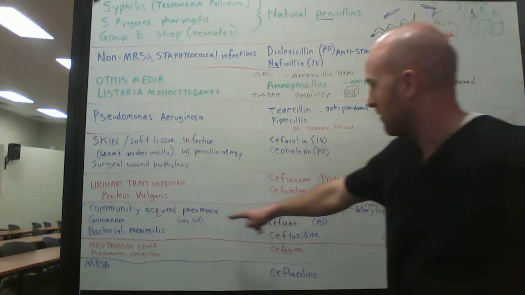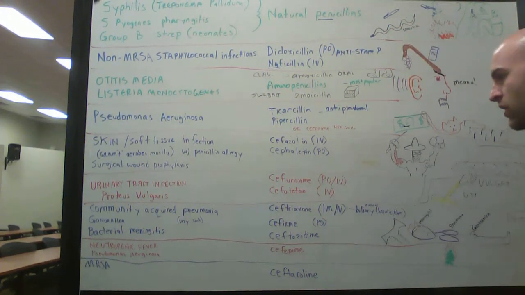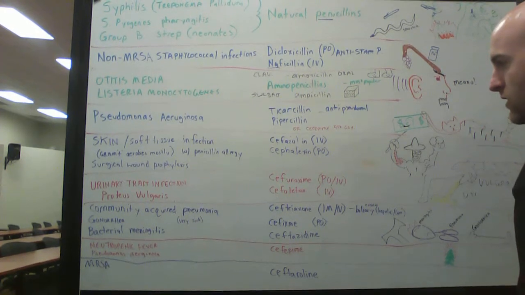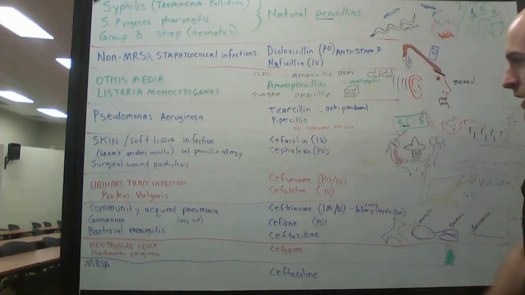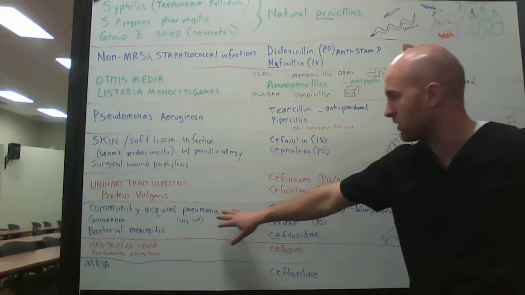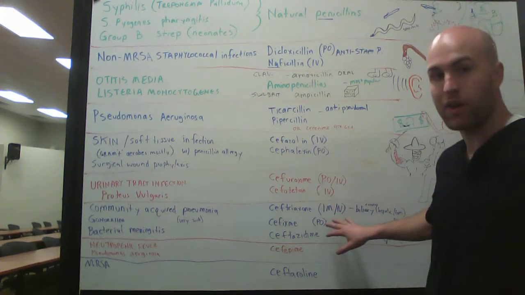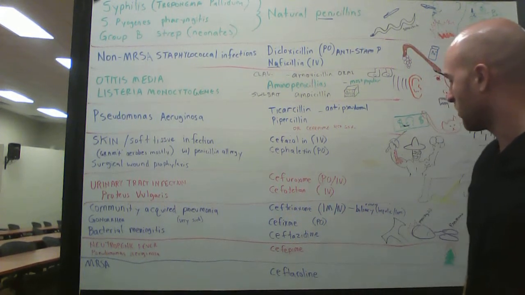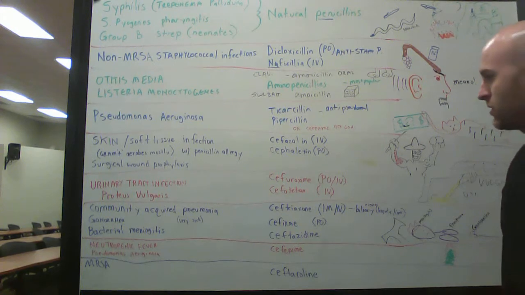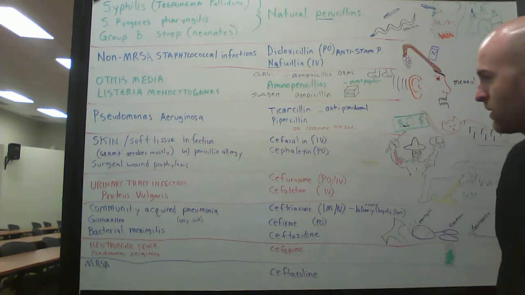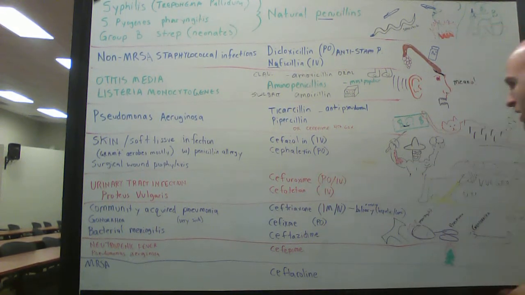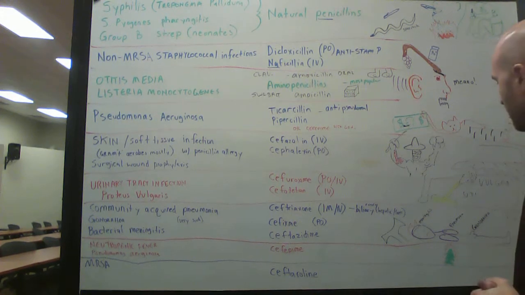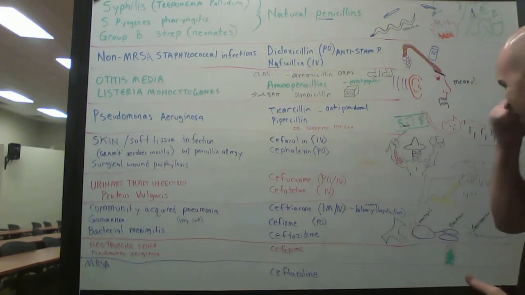Okay, so next we have community-acquired pneumonia, gonorrhea, and bacterial meningitis. Now that's a lot of stuff to remember, but one thing you can think is that there are a lot of third-generation cephalosporins. So that might be a way to remember some of that. So you've got a lot of things to pick from, and a lot of problems that are associated with it. So to help remember this was kind of hard.